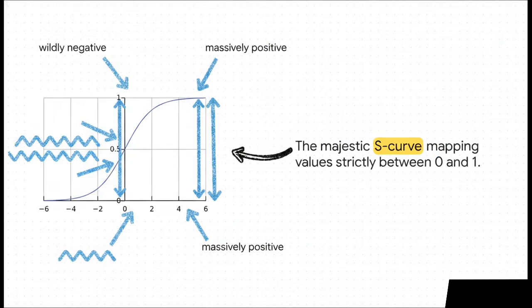So enter the absolute hero of our story, the sigmoid function. Instead of predicting a straight line value, logistic regression predicts the probability of an event happening using this really majestic S-shaped curve. This S-shape is honestly a mathematical marvel. It's incredibly useful because it takes any real value on the horizontal axis, and I mean no matter how wildly negative or massively positive it is, and it gracefully squashes it into a neat, valid probability on the vertical axis, perfectly bound between 0 and 1.